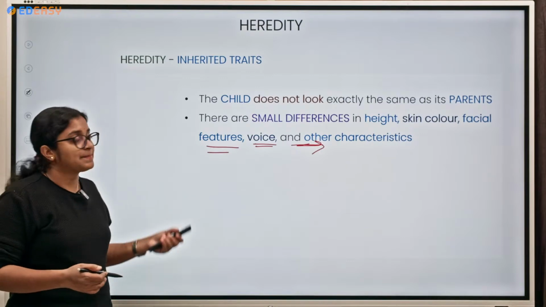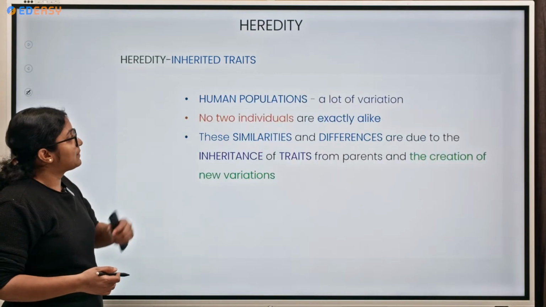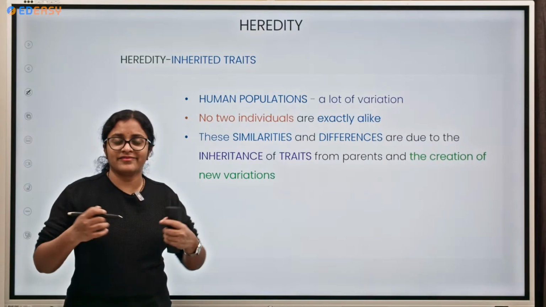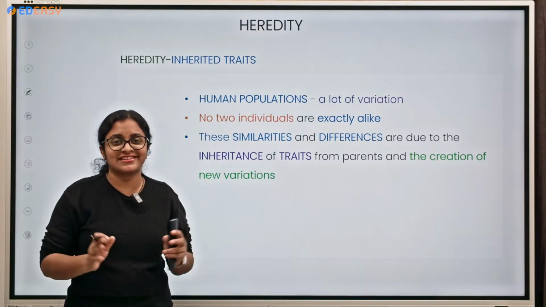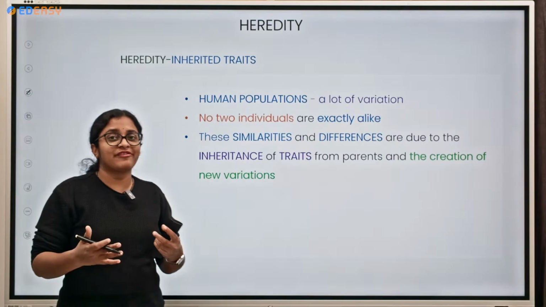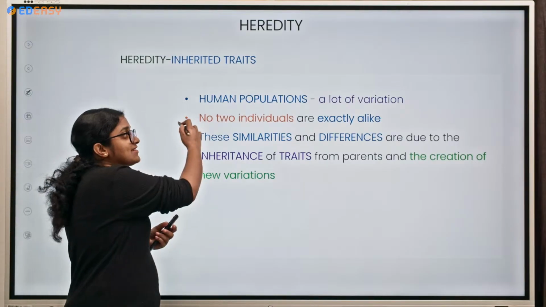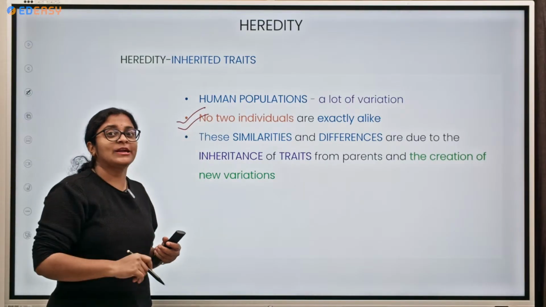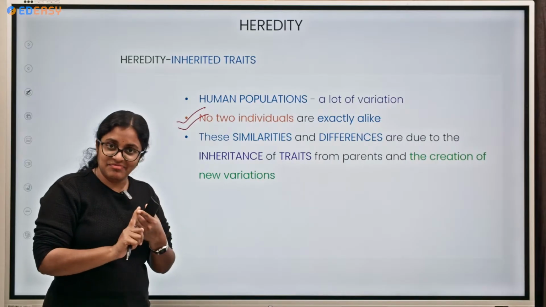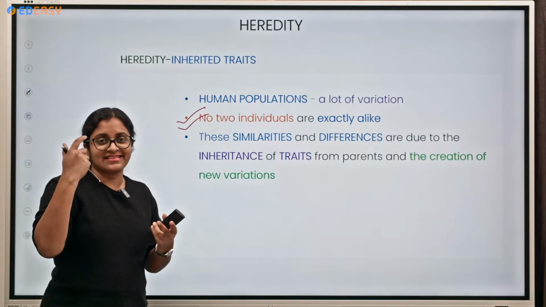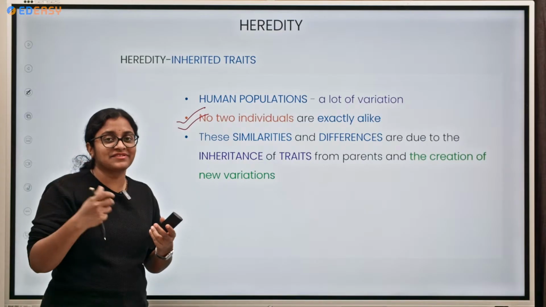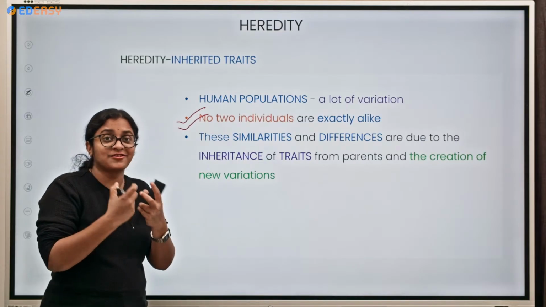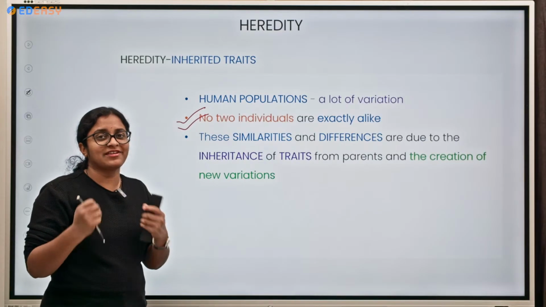In the human population, we could find a lot of diversity, a lot of variation, among individuals. Even twins are not exactly alike. Their fingerprints differ, the internal iris structure is different, and the pattern on the tongue also differs. There are a lot of differences, okay?